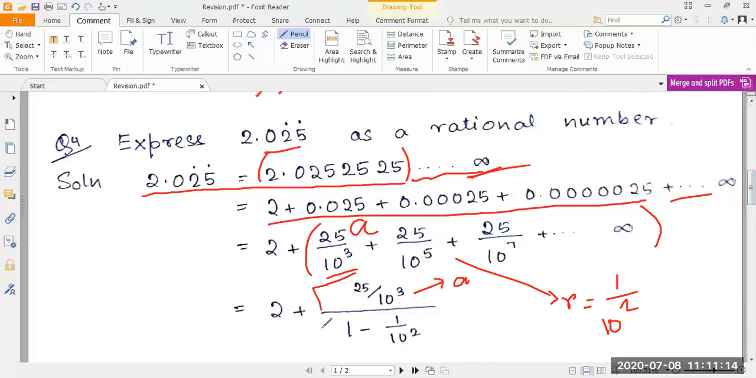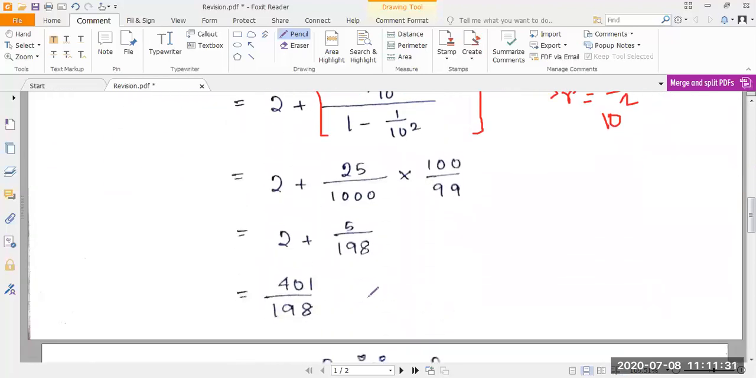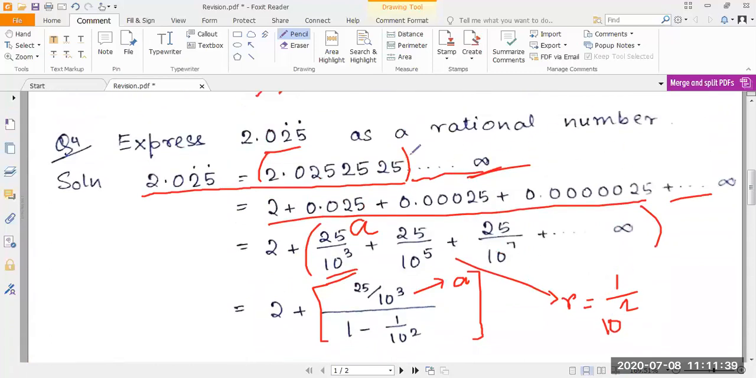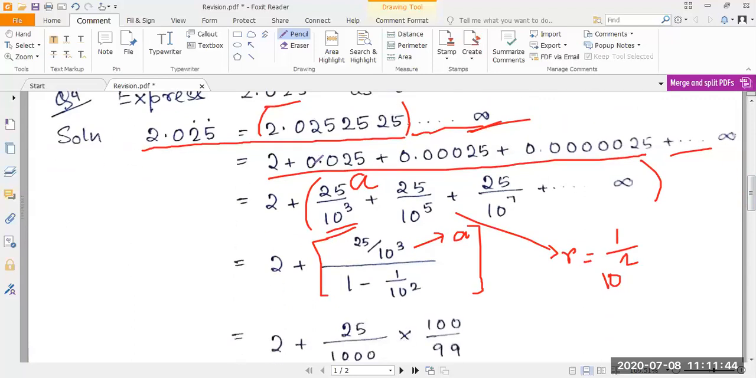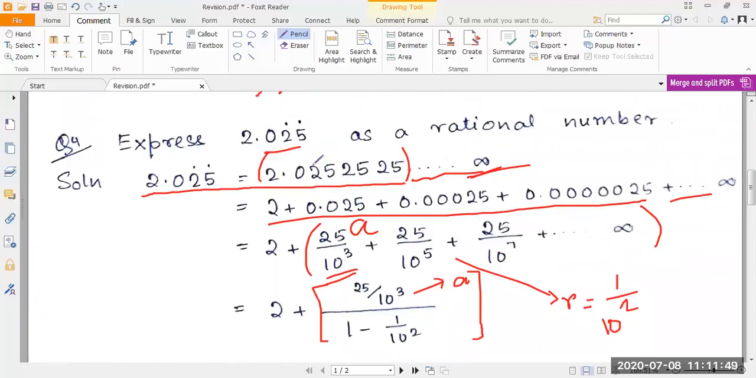Next, I use the expression for the sum of an infinite geometric progression. So it's A by 1 minus R, and I put in the values that I had found out, and with pure calculations, I find the value to be 401 by 198. So this is the rational form of 2.025 recurring. If you use the calculator, you may check that if I divide 401 by 198, it will give me 2.025252525.